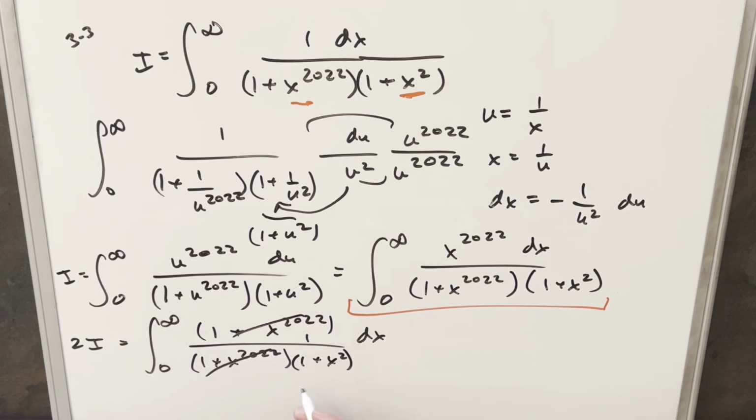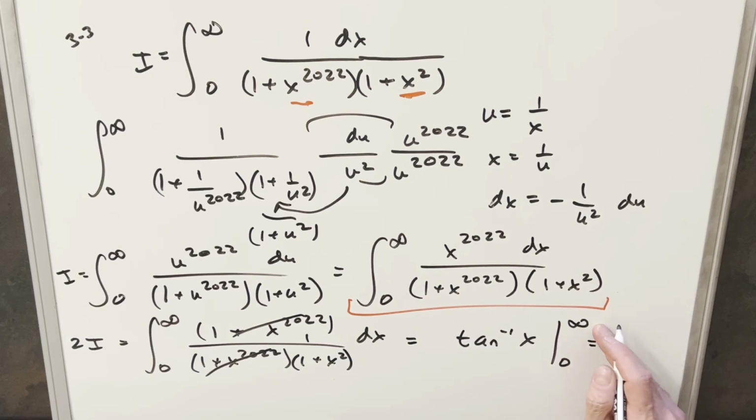Now we're integrating a very well-known integral. We've got here 1 over 1 plus x squared, and that's just arctan. So we'll integrate that to arctan, and we just need to evaluate that from 0 to infinity. Well, arctan at 0 is just 0, so we just need to evaluate arctan at infinity. Arctan going to infinity is just going to be pi over 2.